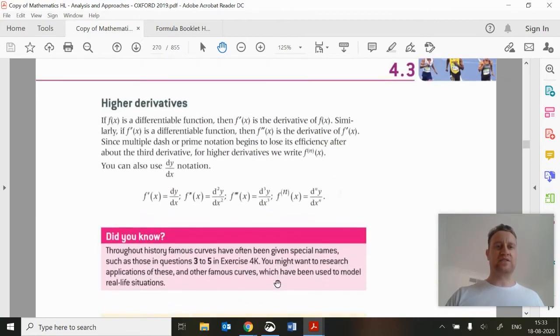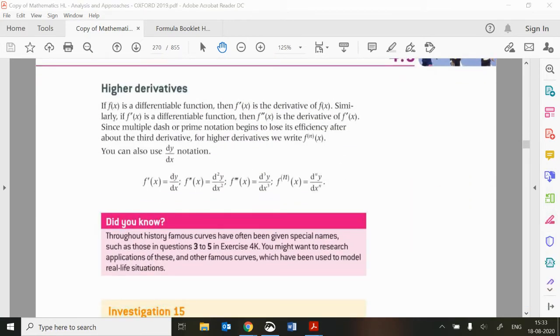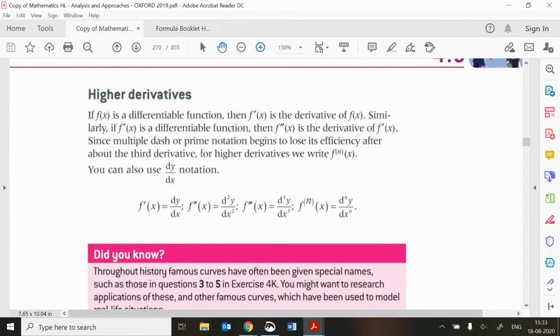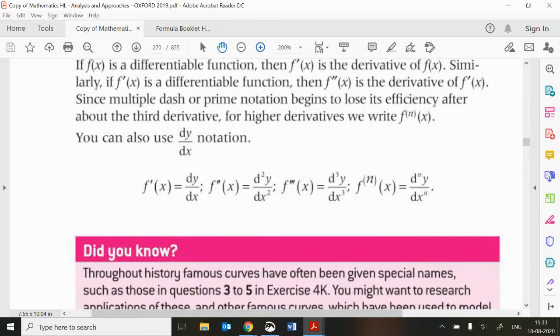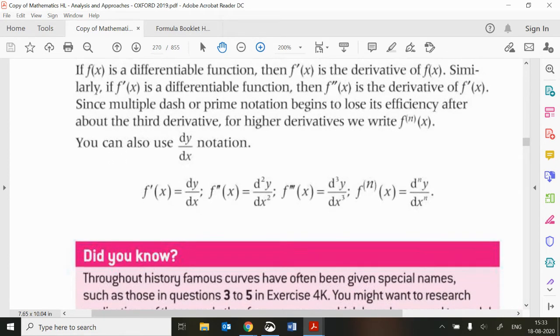Okay, well, let's just think about what the next derivatives are. There we go, some notation which the book is giving you there. Take it up to 200%, why not? So your first derivative, f dash of x, is dy dx. If you differentiate again, you can call that f dash dash of x, and that's your second derivative. And then the third derivative, you can call f dash dash dash of x.